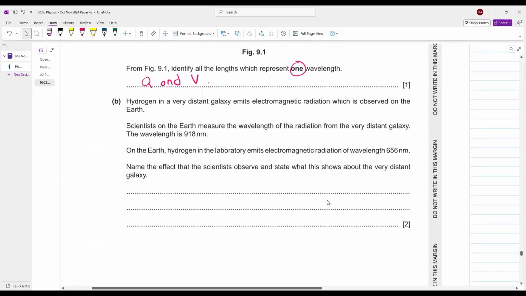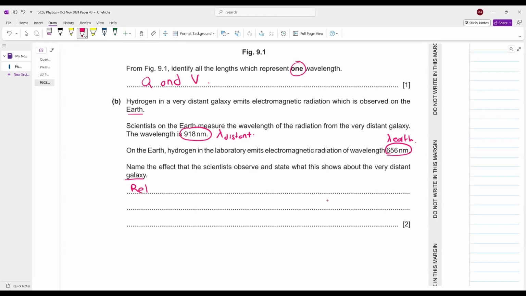Hydrogen in a very distant galaxy emits electromagnetic radiation, which is observed on Earth. Scientists on the Earth measure the wavelength of the radiation from the very distant galaxy. ये wavelength है from the distant galaxy. That is 918 nanometer. On Earth, hydrogen in the laboratory emits electromagnetic radiation of 656 nanometer. This is the wavelength at Earth. Name the effect that the scientists observe and state what this shows about the very distant galaxy.